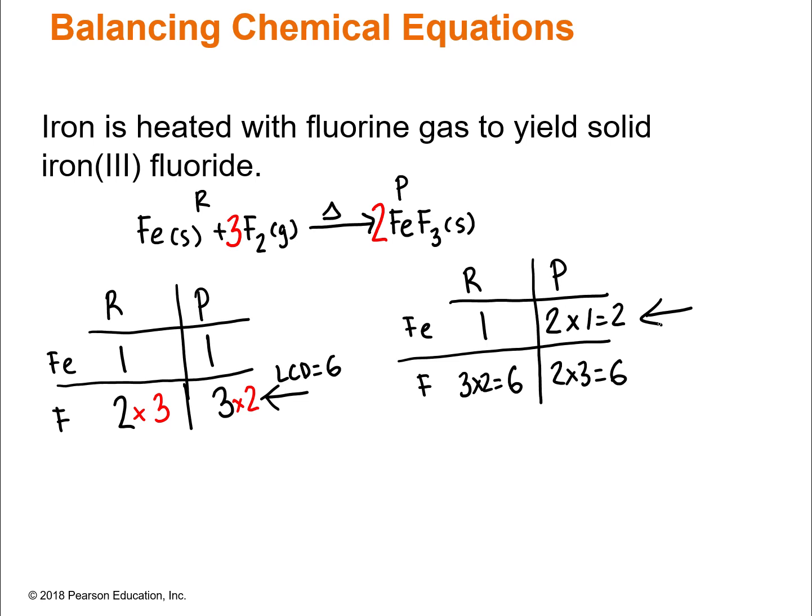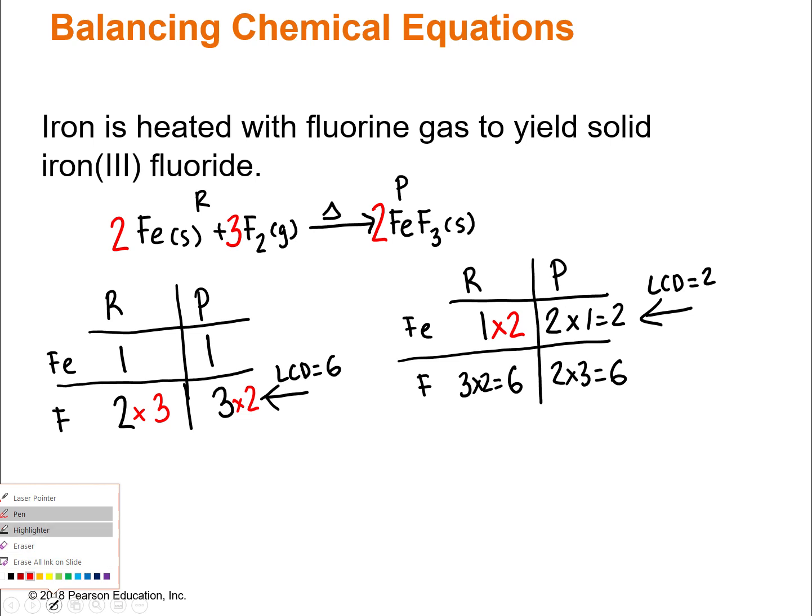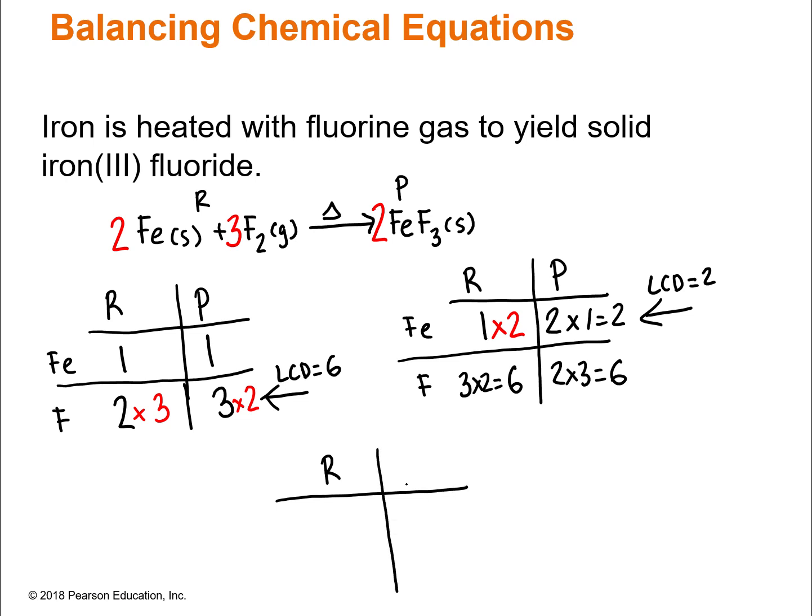Now our iron isn't balanced. So we need the lowest common denominator between 1 and 2. That's going to be 2. So we only have to multiply the iron on the reactant side. Then you're going to want to do a final check. And as you practice this, you may not want to do as many checks. But if you do it in this method, you'll always find your mistakes.